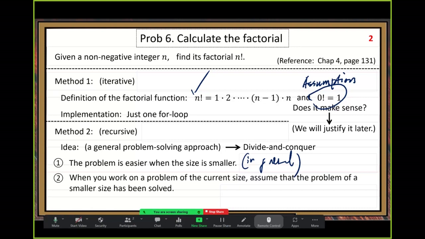So when you work on a problem of the current size, assume that the problem of a smaller size has been solved. Here we build our solution.